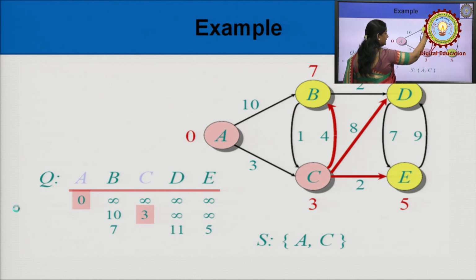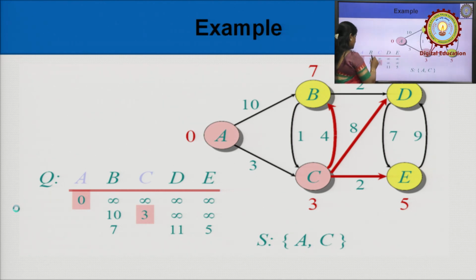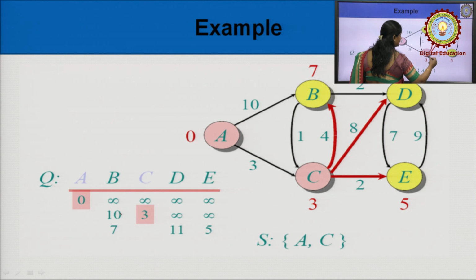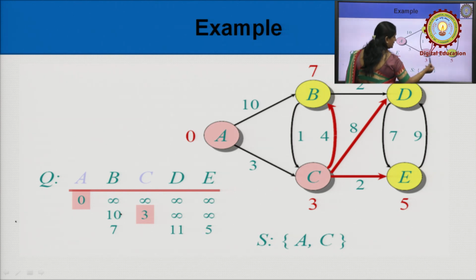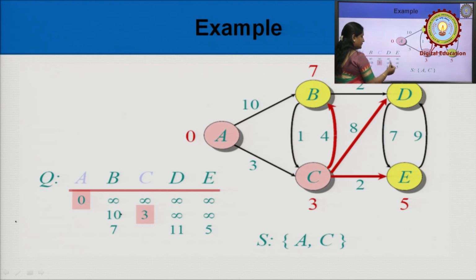For B, what is the weight? 3 plus 4 is 7. Already it was 10, so relax the vertices and replace 10 by 7. C to D, 3 plus 8 is 11, infinity and 11, which one is minimum? 11 is minimum, so replace it by 11. C to E, 3 plus 2 is 5, infinity and 5, which one is minimum? Minimum is 5, then replace it with 5. So vertex C is visited.